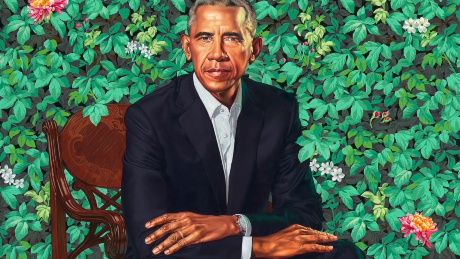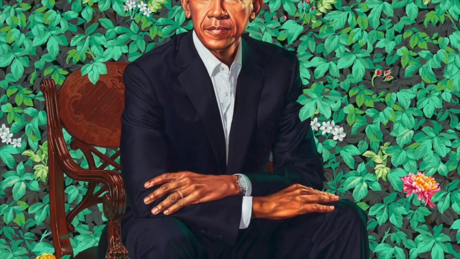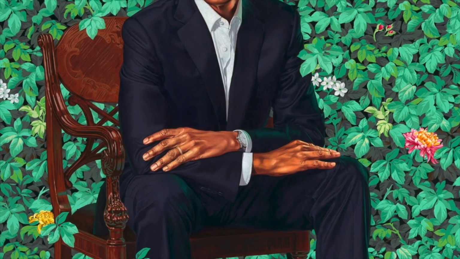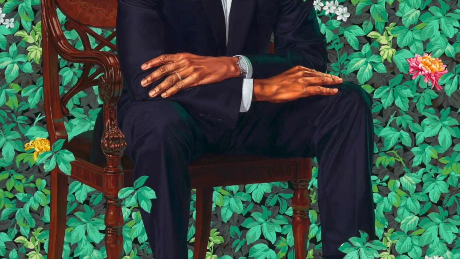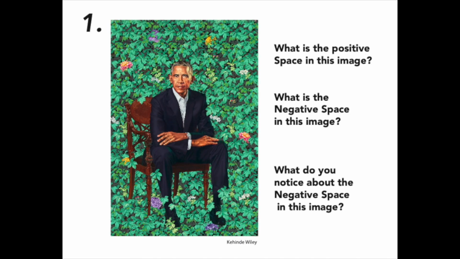The first work of art we're going to look at today may look familiar to you. Many of you may have studied this artwork in your art classes, or perhaps have even seen it on display at the National Portrait Gallery. I'd like you to grab your piece of paper and answer the following questions. First, what is the positive space in this image? As you look at this image, try to identify what the main subject of the painting is. The main object in a painting or work of art is the positive space. So what is the positive space in this image?